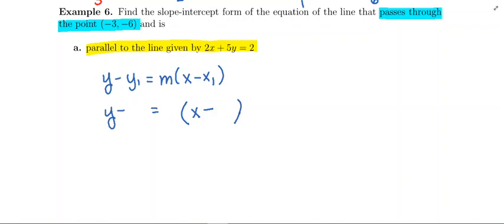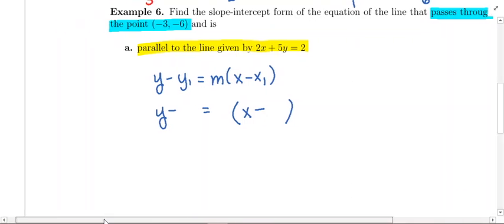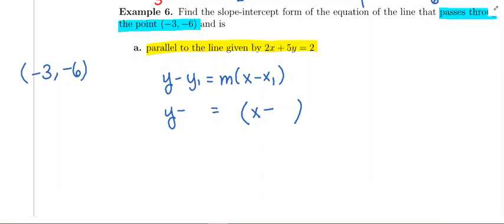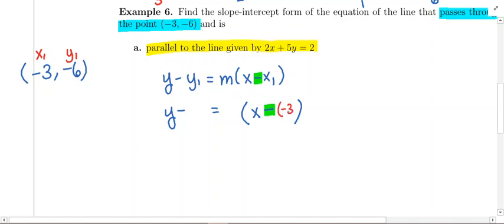So we need to identify a point on the line and the slope of the line we're looking for. The good news is we know a point the line goes through. We are told that the line passes through (-3, -6), so this is going to be your x1 and your y1. Inside the parentheses we have x minus x1, so be careful here. The minus sign stays, and we're subtracting x1, which is -3. So x minus -3.